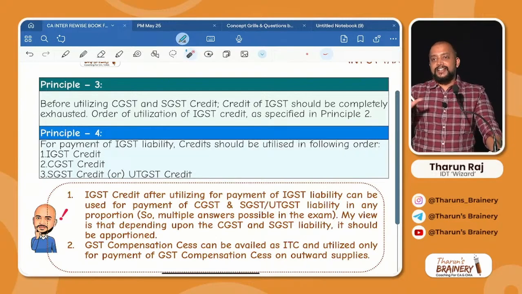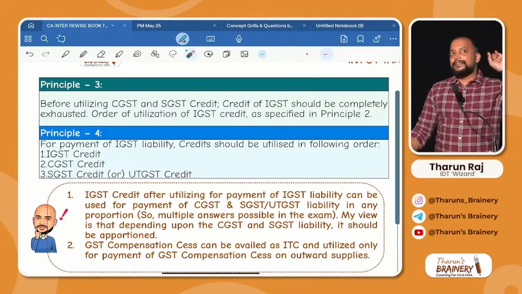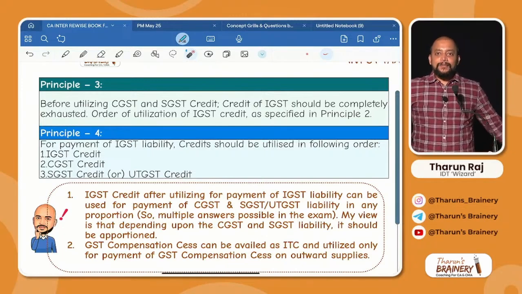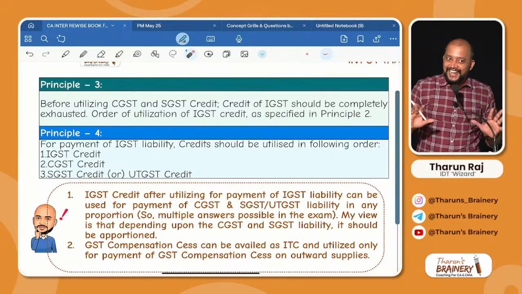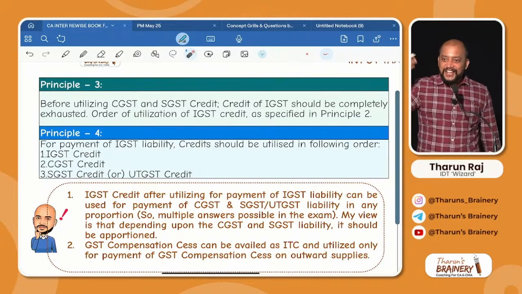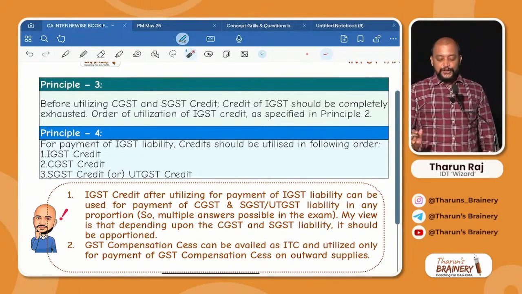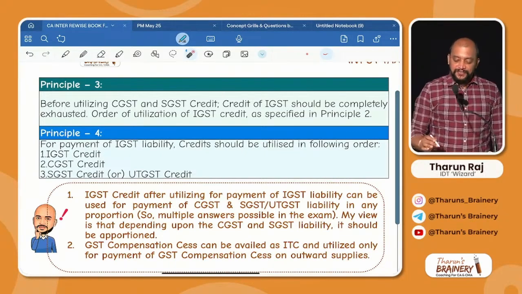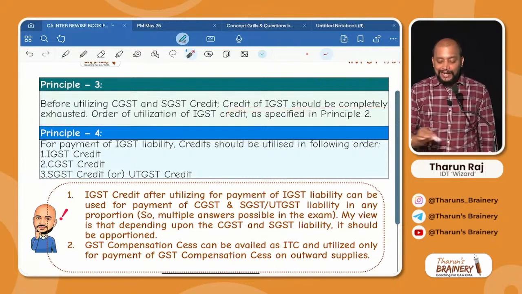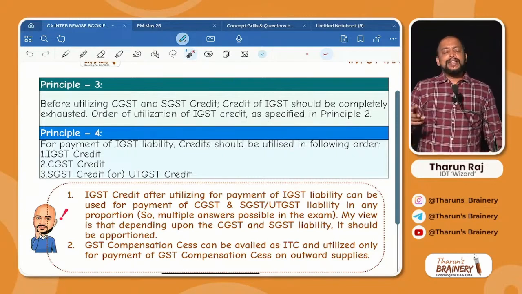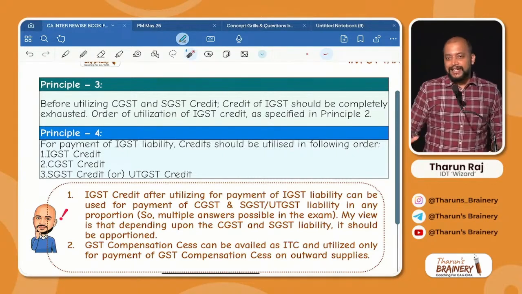Principle number 3, carefully listen. You understood the first principle and second principle? Third principle. First, whose money will be gone? Correct. Then only CGST, SGST or UTGST. Got it? So, which credit should be exhausted first? IGST. Before utilizing CGST, SGST credit, the IGST credit should be completely exhausted and the order should be followed as per the above principle.